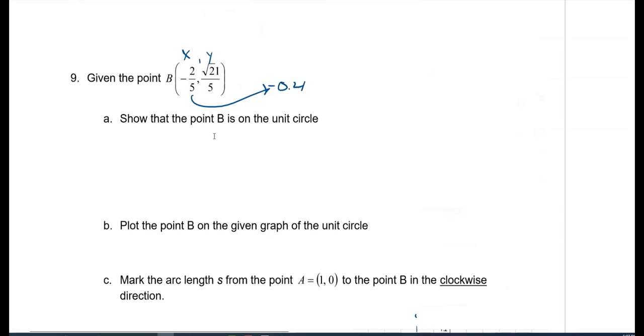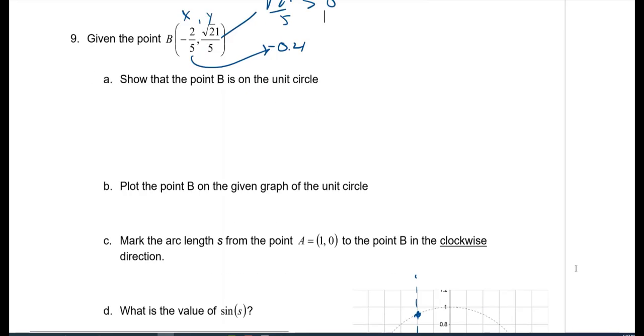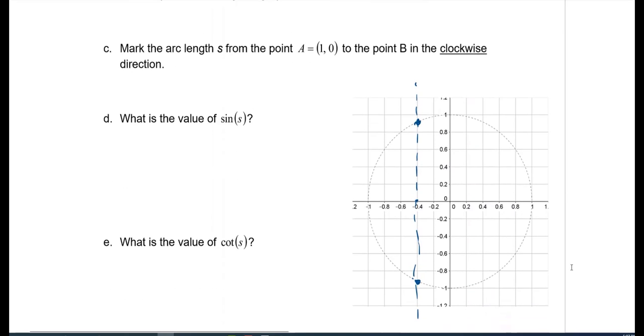And if you go back up here and look at this number, root 21 over 5 is greater than 0. That's a positive number for y. If it's a positive number for y, that means I must be going this way on the y-axis, which means it can't be that point. It has to be this point. This is the point B right here. That's the point I'm looking for.